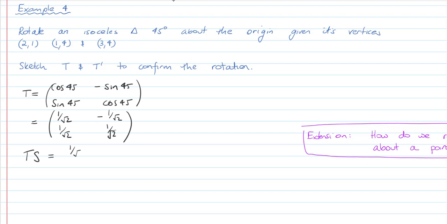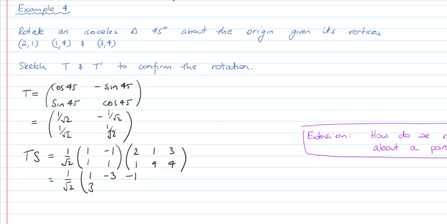1 on root 2. In fact, I might even take 1 on root 2 out as a common factor. 1 on root 2 there, then the matrix 1, negative 1, 1, 1. And I'm going to multiply that by the shape, which is 2, 1, 1, 4, 3, 4. So I can do that multiplication now. 1 on root 2, and I get 1, negative 1 gives me 2 minus 1 is 1. 1 minus 4 is negative 3. 3 minus 4 is negative 1. Negative 3. See this row here, 1, 1 just adds these together. 5 and 7. So that's my new shape.